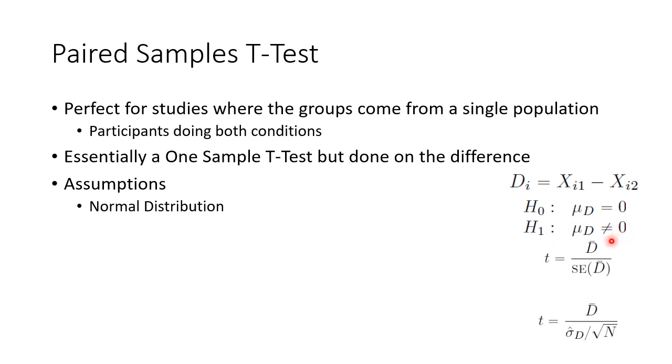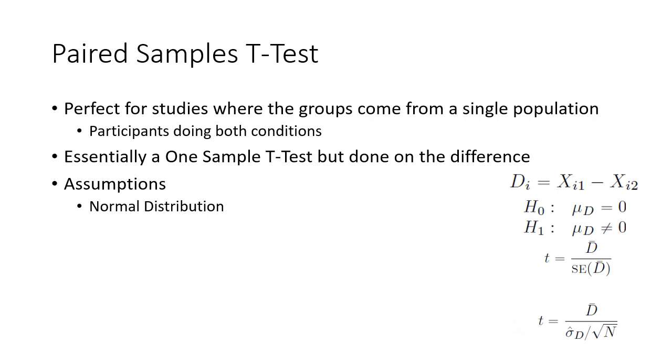With this in mind, our t-test ends up becoming the mean of the difference, which is represented by d bar right here, over the standard error of the difference, which turns out to be the standard deviation of the difference over the square root of the sample size.